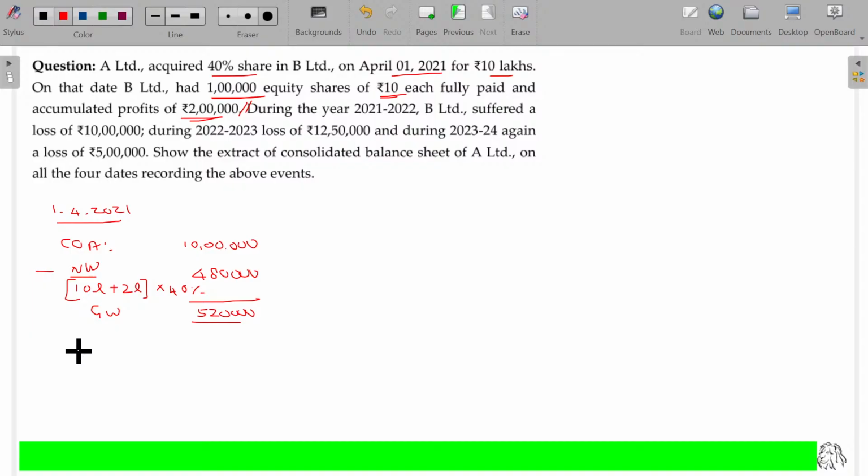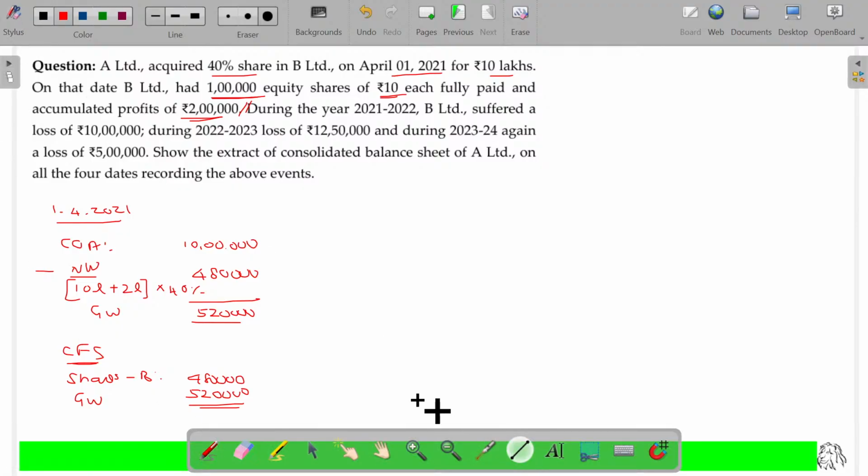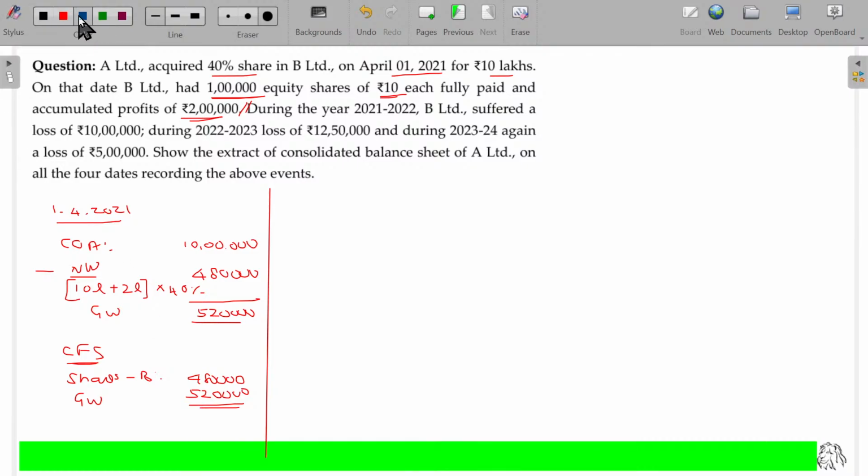Now, in your CFS, shares in B and goodwill. Goodwill being 5 lakhs 20,000, the value of the share being 4 lakhs 80,000. You have to show this 10 lakhs in a split manner. Goodwill separately as well as share value separately. This is on acquisition.